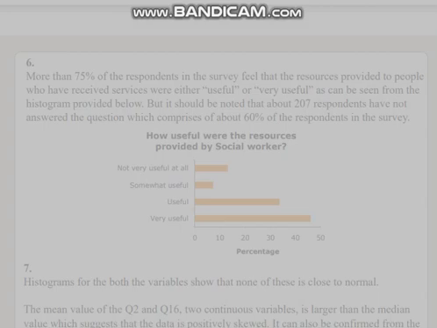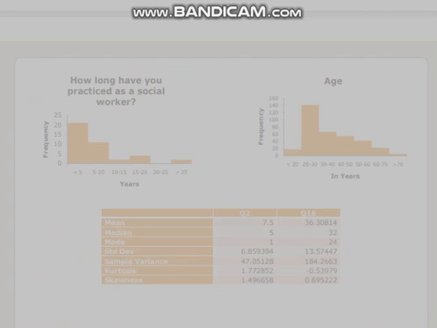Histogram bins: 0 to 5, 5 to 10, 10 to 15, 15 to 20, 20 to 25, greater than 25, with frequency on the axis. Years: how long have you practiced as a social worker?